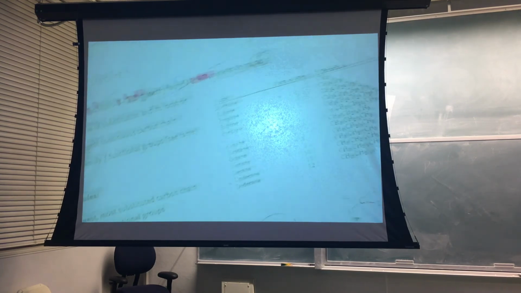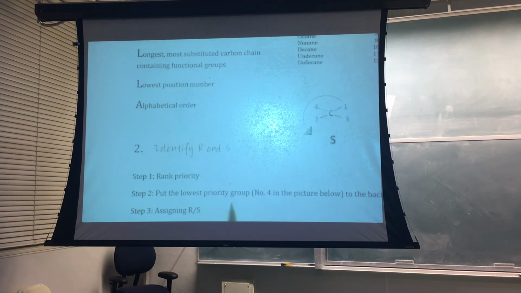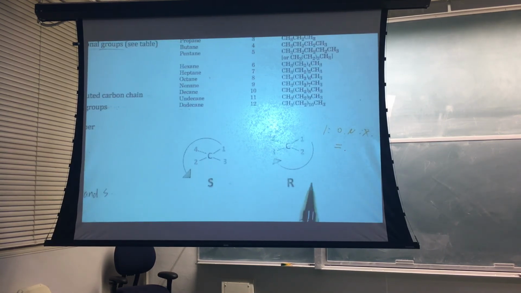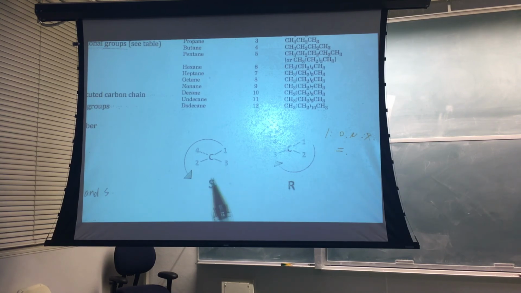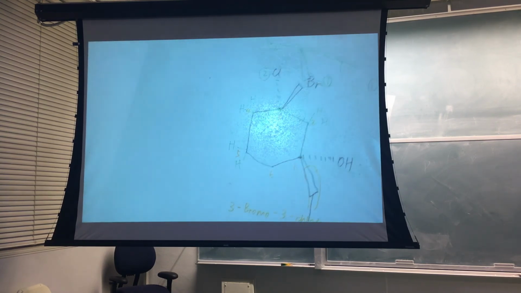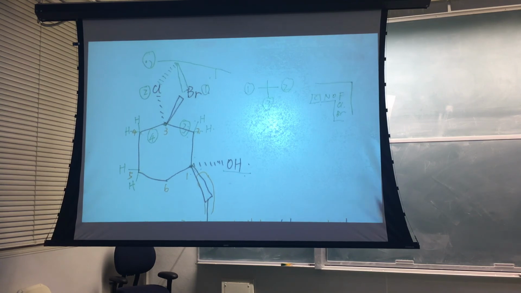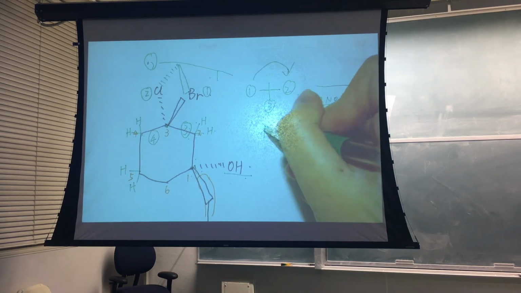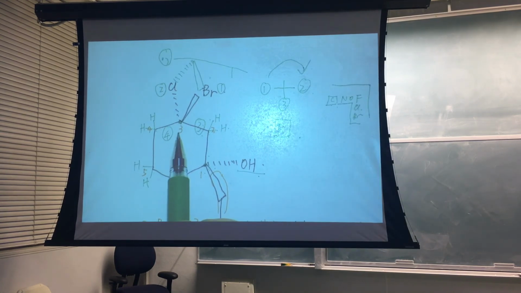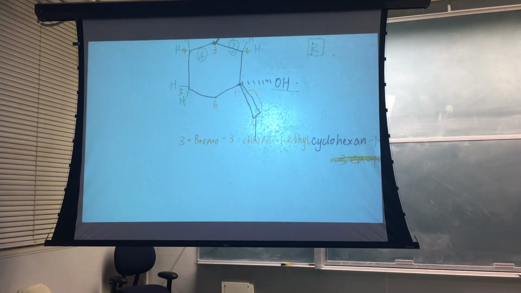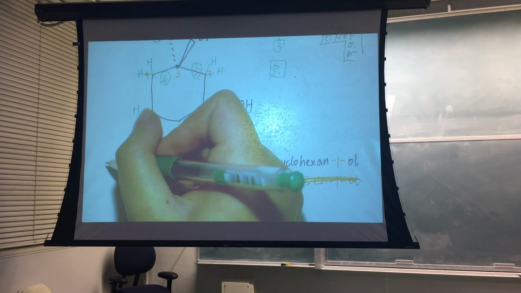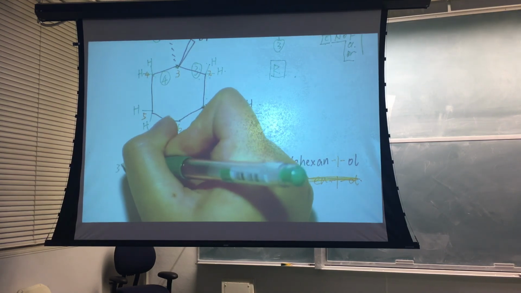This is just putting the lowest priority group to the back, and then assigning R or S according to whether it's counterclockwise, which is S, or clockwise, which is R. So by doing this, we know it's clockwise, because 1, 2, 3, so this one is R. So this stereo center is R, and because we know it's R, in the nomenclature there should be a 3R here.